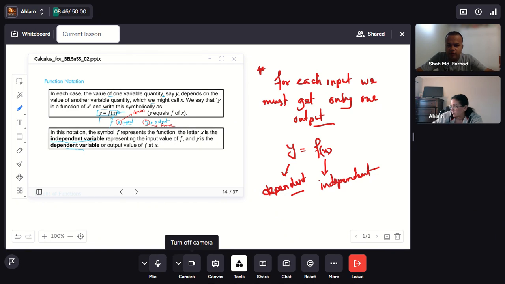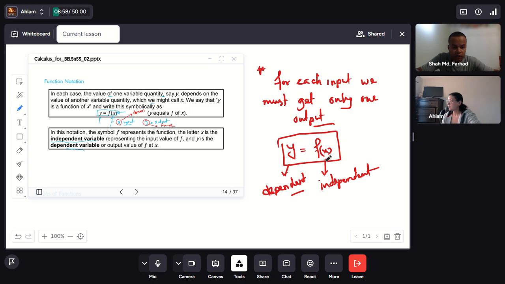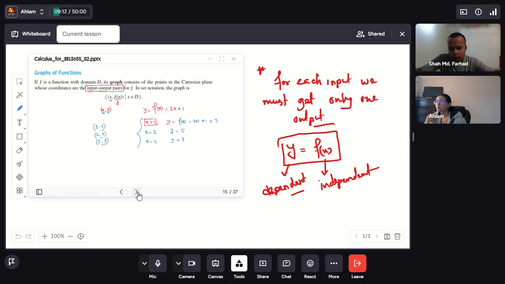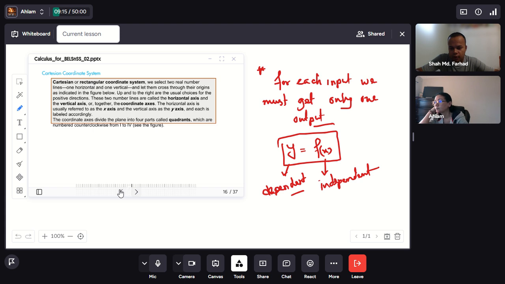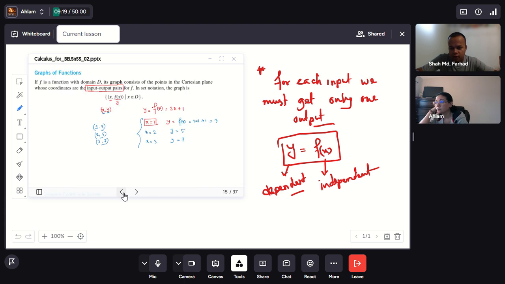So we have here the notation for function, that is y equals f of x, right? Okay. And here we are calling x the independent variable, since we are putting in the value of x and then we get y. So y is dependent on x, and we are calling y the dependent variable. And then we are talking about the graph of a function.